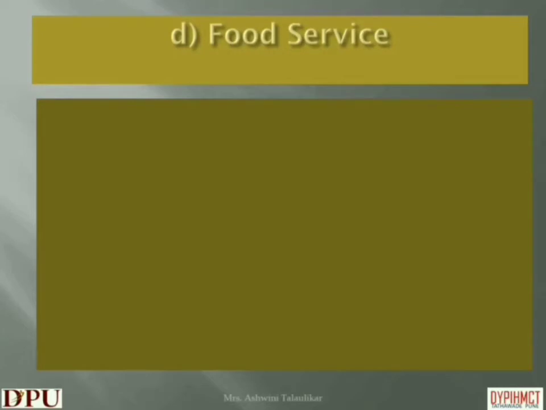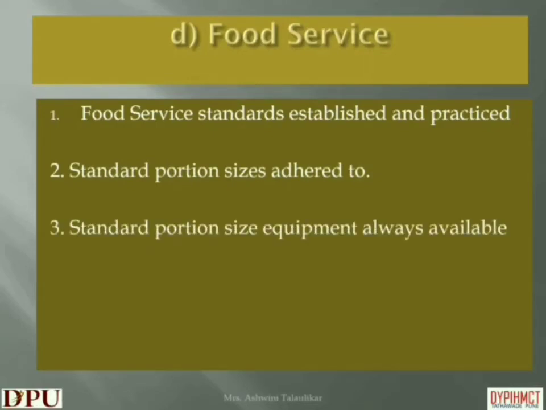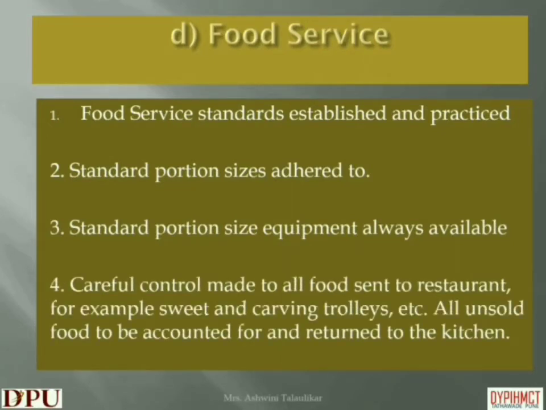The checklist for food service is: food service standards established and practiced, standard portion sizes adhered to, standard portion size equipment always available, and careful control made of all food sent to restaurants, for example, sweet and carving trolleys, etc. All unsold foods to be accounted for and returned to the kitchen.